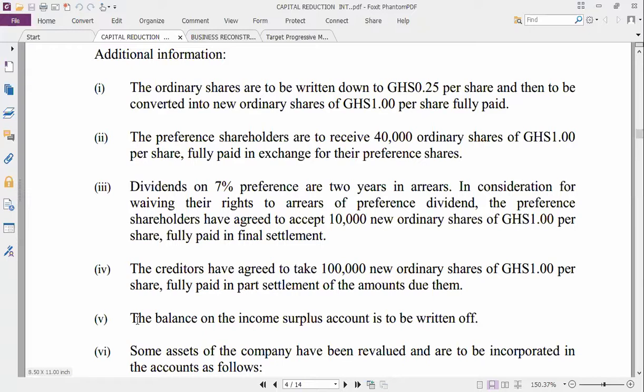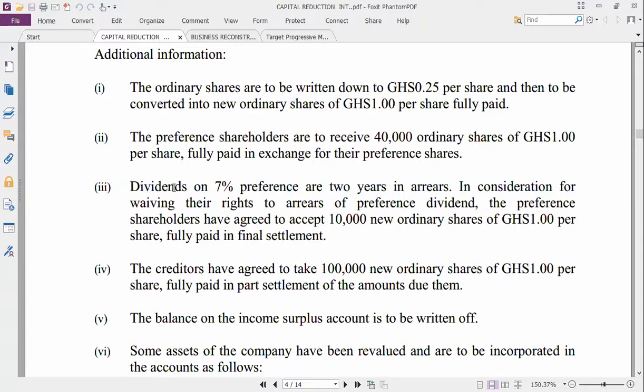In consideration for waiving their right to the arrears of preference dividend, to settle them, the preference shareholders have agreed to accept 10,000 new shares of 1 Ghana cedi per share, fully paid, in final settlement of that value. So here we said that we cannot give a scheme without this particular note. So he wrote 3 steps that we have to look out for, the long and the short.